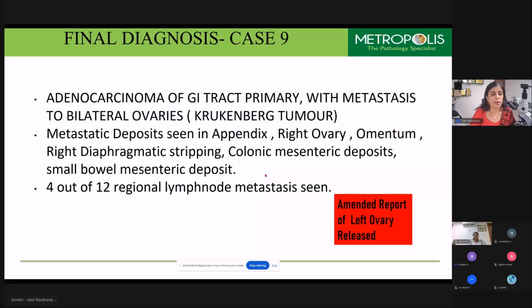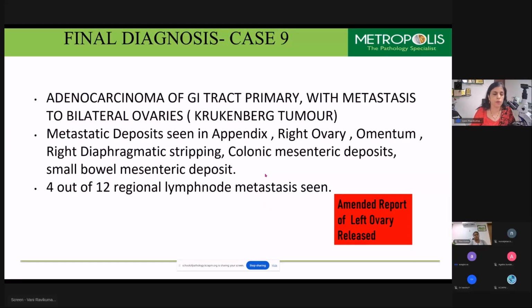So the final diagnosis that we gave in this case was an adenocarcinoma of GI tract primary with metastasis to bilateral ovaries, that is the Krukenberg tumor. Metastatic deposits were seen in the appendix, right ovary, omentum, right diaphragmatic stripping, colonic mesentery, and small bowel mesentery. Four out of 12 lymph node deposits were positive. And another point of good practice: we went back and amended the report of the left ovary and released our amended report.